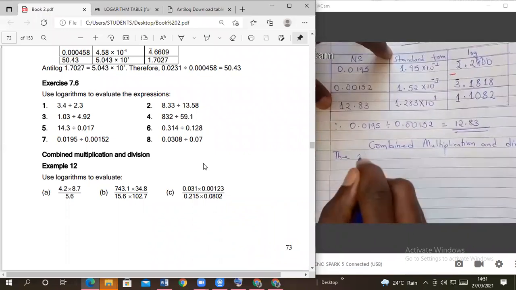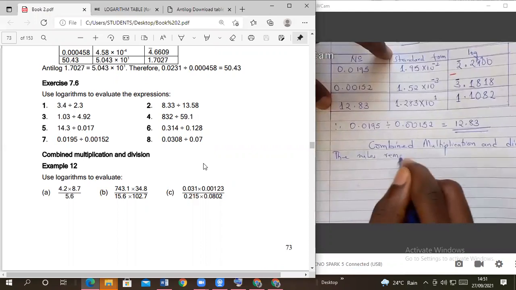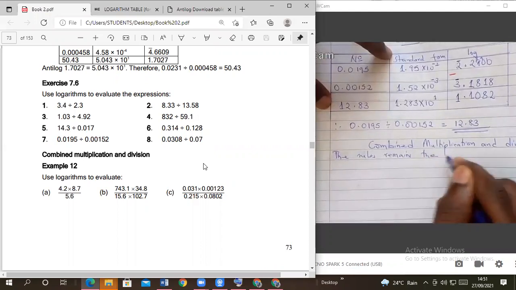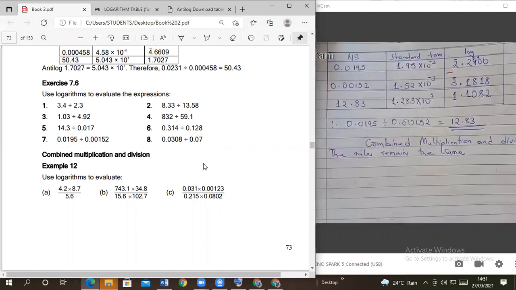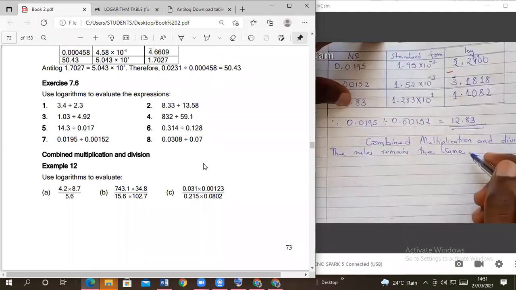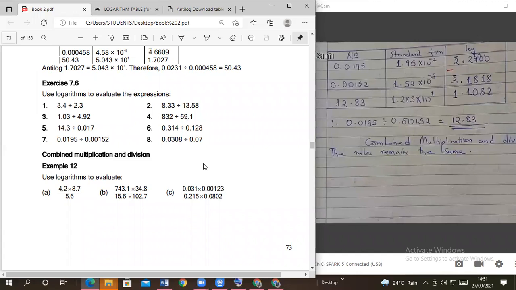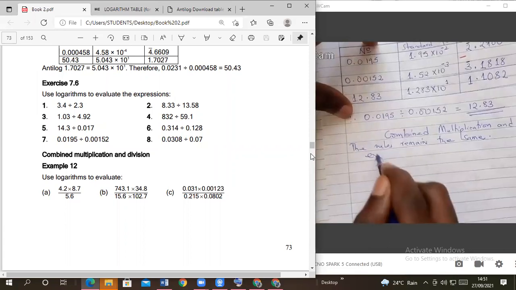The rules remain the same. So when you are multiplying, you add. When you are dividing, you what? You subtract. Yes. Take note of that. Let's go to examples straight.